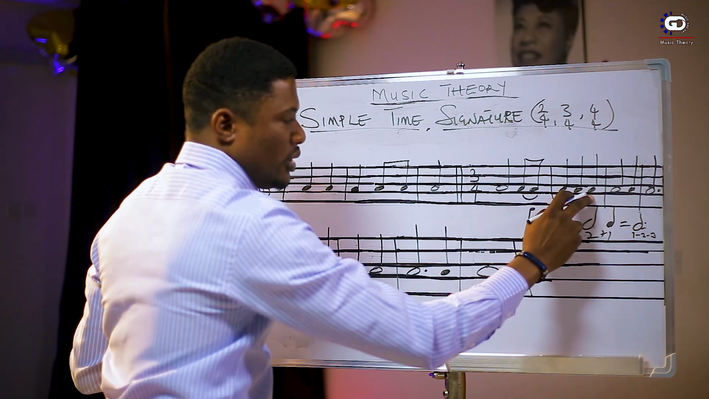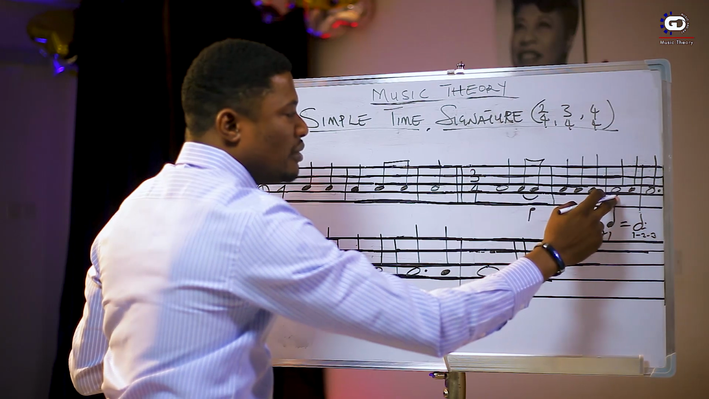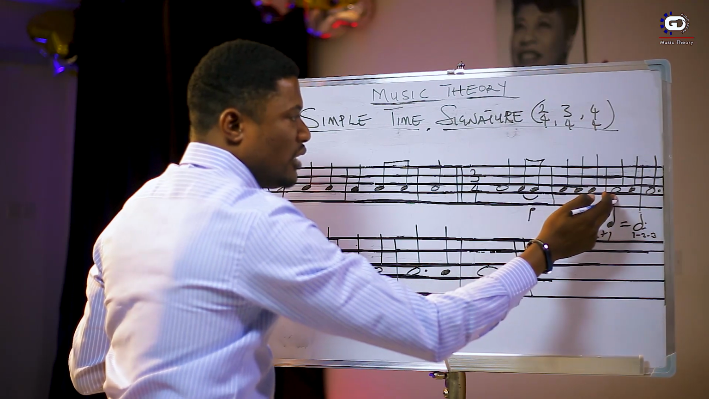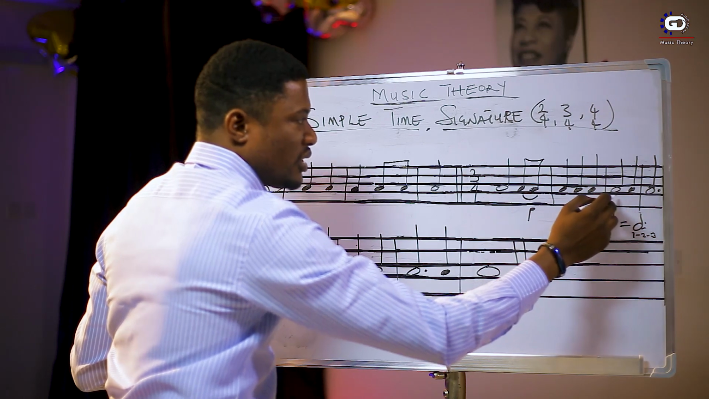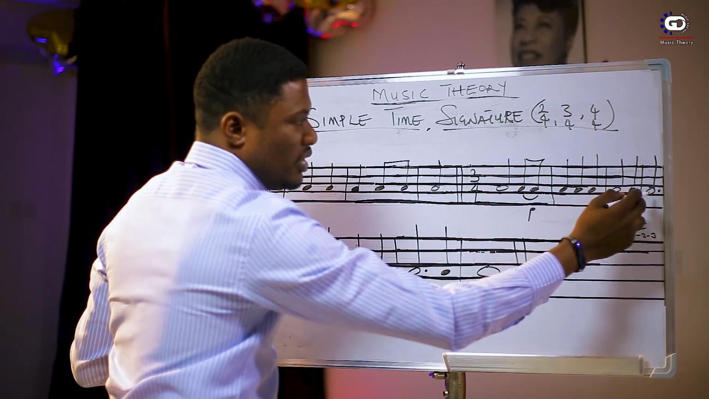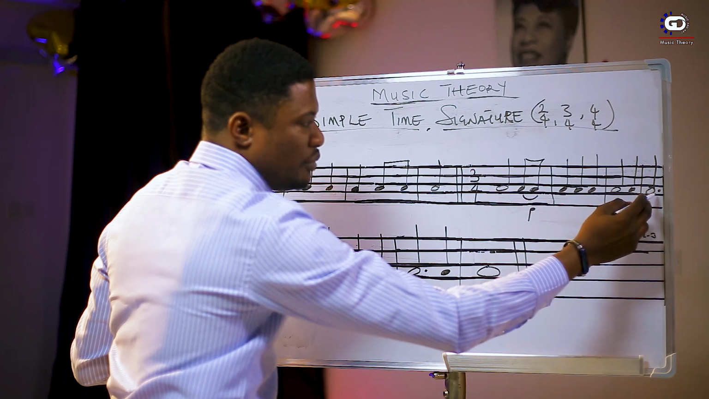1, 2, 3. And then here is a minim and a crotchet. In here you have 2 crotchets plus 1 crotchet. That's 3 crotchets there. Then here you have a dotted minim.